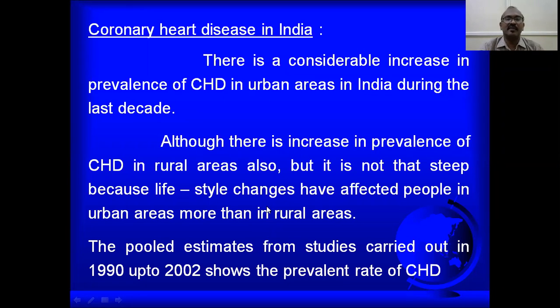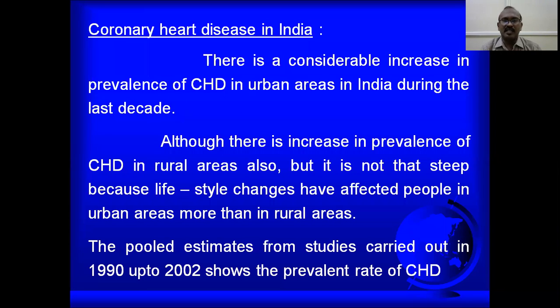There is a considerable increase in the prevalence of CHD in urban areas in India during the last decade. So it has been observed that we have more cases of CHD in urban areas in India. There is also an increase in the prevalence of CHD in rural areas, but it is not as steep as in urban areas, because lifestyle changes have affected people more in urban areas compared to rural areas, where traditional eating patterns and traditional lifestyles are followed, and where a lot of hard work and exercise is involved, and people tend to do all types of jobs.